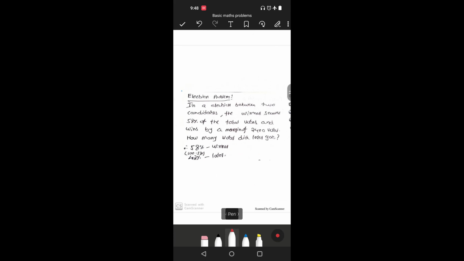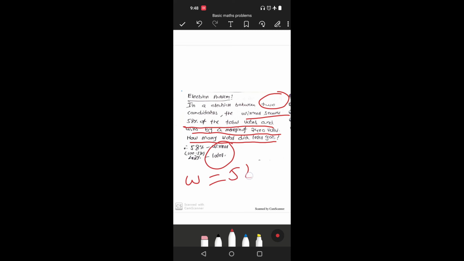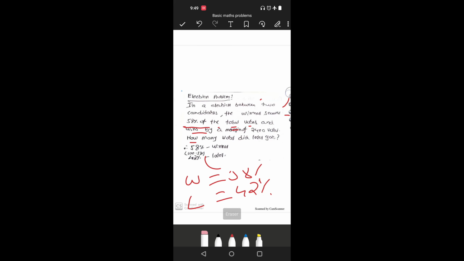This is the election type of problem. In the election between two candidates, a winner secured 58% of the total votes and wins by a margin of 2,400 votes. How many votes did the loser get? Okay, so first of all, we assume that there are only two candidates. That is why the winner secured 58% and the remaining 42% is secured by the loser. So what is asked? How many votes did the loser get?